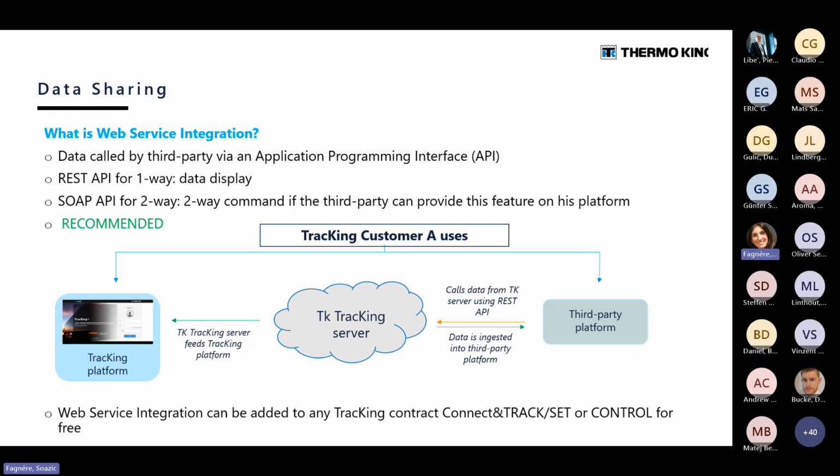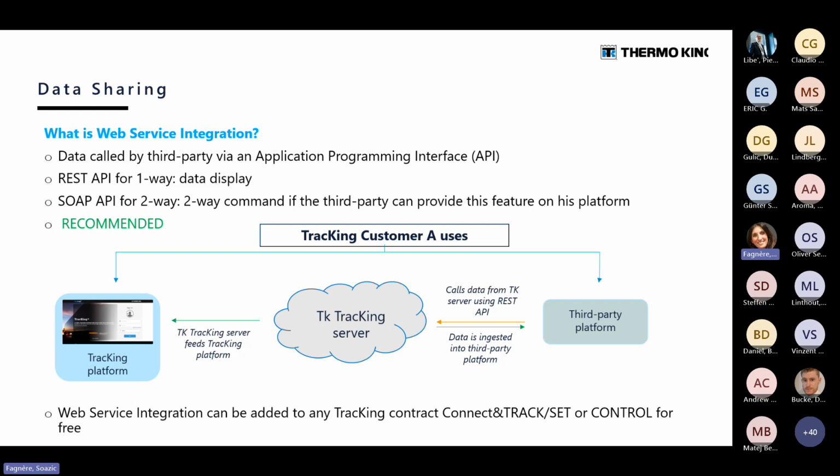So what is it? I tried to put a drawing, to turn the big speech into a few graphics a little bit. So basically, you have a customer using a third-party platform, and they are also using tracking, or they can even not be using tracking, because we have what we call connect and share. This is a contract which is only for data sharing. There's no access to tracking. This is also something that can be here. But you can imagine that the customer is using another platform and wants to see the data. So first of all, it will have to pay for a tracking subscription to get access to the data first.